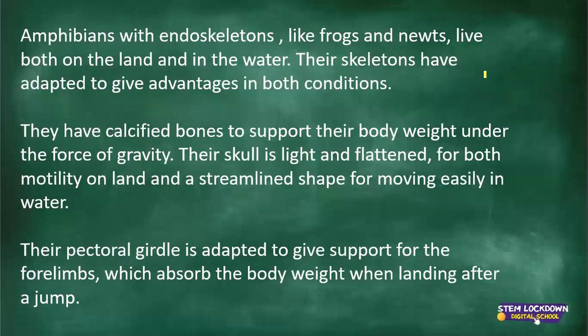How is the structure different though? They have calcified bones to support their body weight under the force of gravity. The skull is light and flattened for both motility on land and a streamlined shape for moving easily in water. Their pectoral girdle is adapted to give support for the forelimbs, which absorb the body weight when landing after a jump. So you see, whenever you study an organism in detail, because again, I will emphasize this, form fits function. An amphibian wouldn't exist in both these different environments if it didn't have a structure exactly like this.